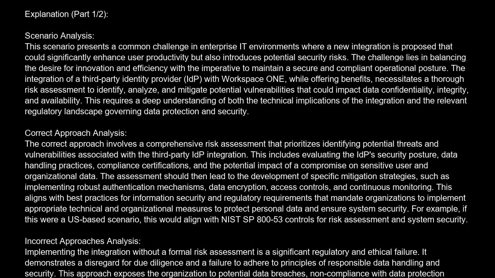It demonstrates a disregard for due diligence and a failure to adhere to principles of responsible data handling and security. This approach exposes the organization to potential data breaches, noncompliance with data protection regulations, e.g., GDPR if applicable, or CCPA in California, and reputational damage.